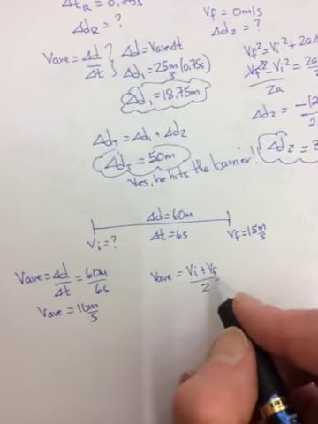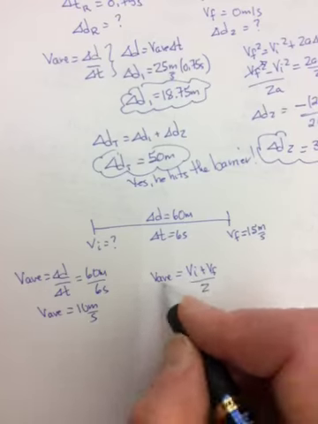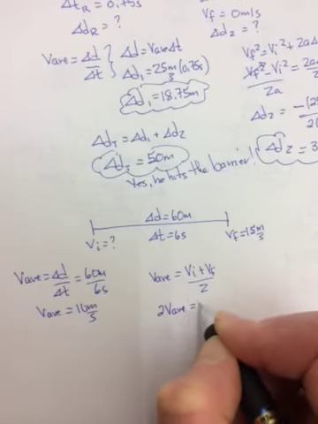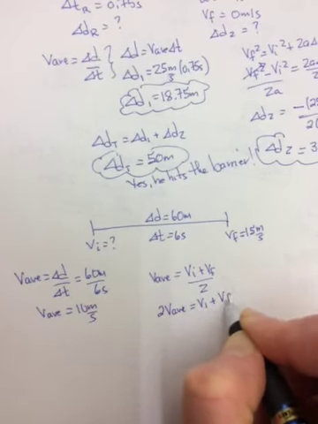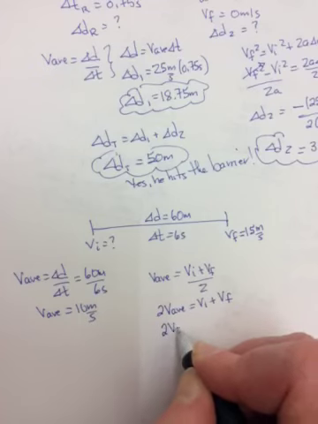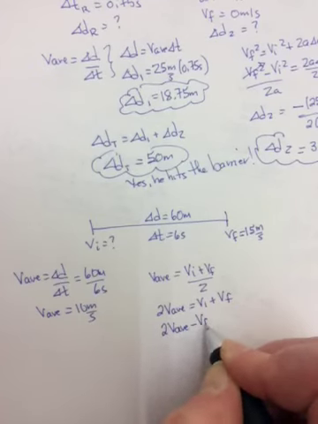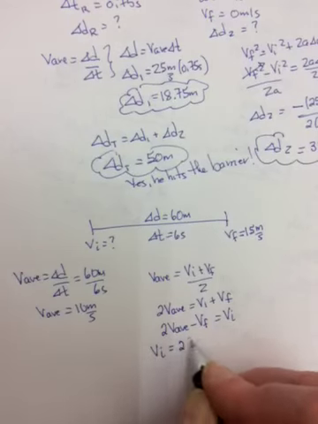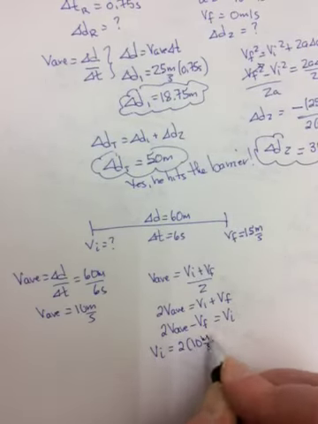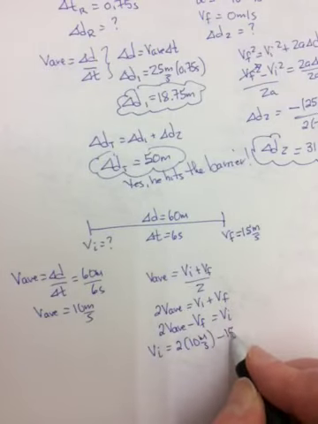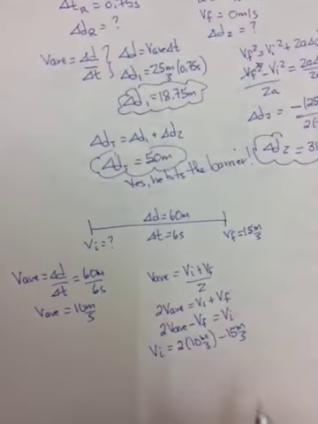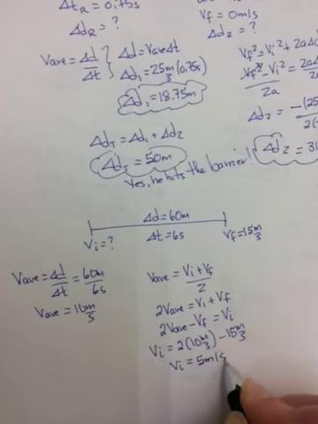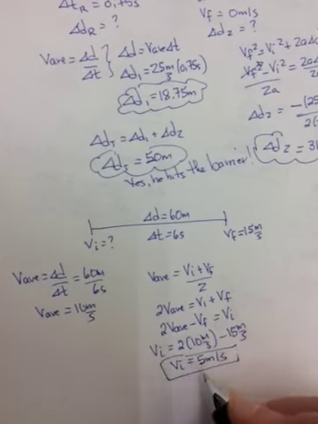So we know the average, we know VF, we want VI. So multiply by 2 to get it off the bottom. 2 VAV is equal to VI plus VF. And now subtract VF from both sides. And that will give you VI. So VI will equal 2 times that 10 meters per second you just found, minus the 15 meters per second they gave you in the question. 20 minus 15, VI must be 5 meters per second. Okay?